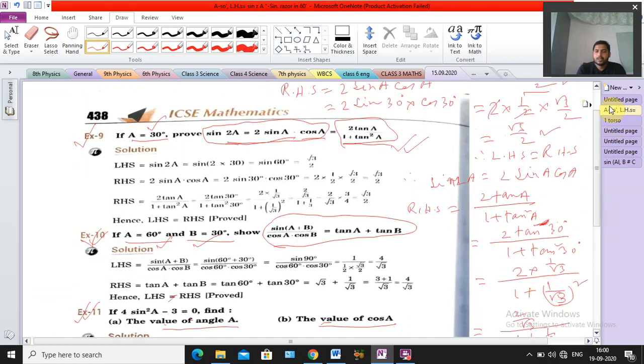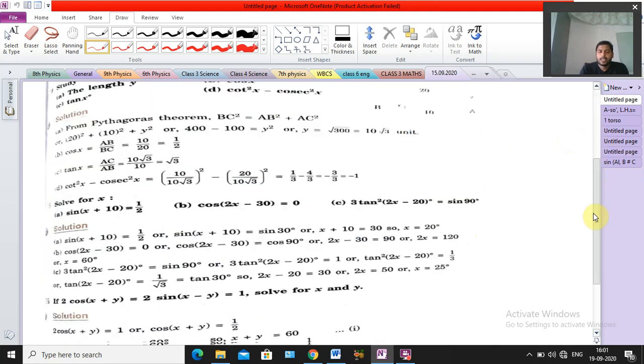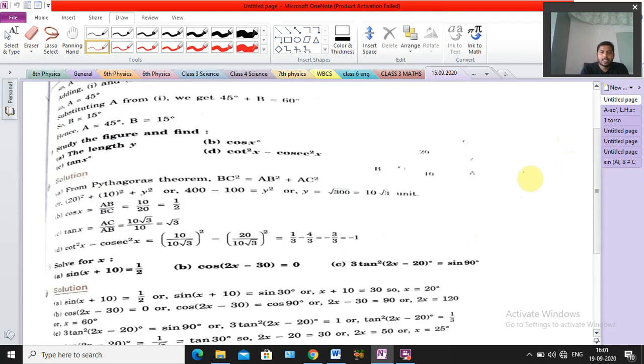Okay, next question is given here: study the figure and find the length of y. Actually the figure is not clear here, so no problem. The next day we'll discuss that problem. Next problem we'll discuss. So up to this one today.